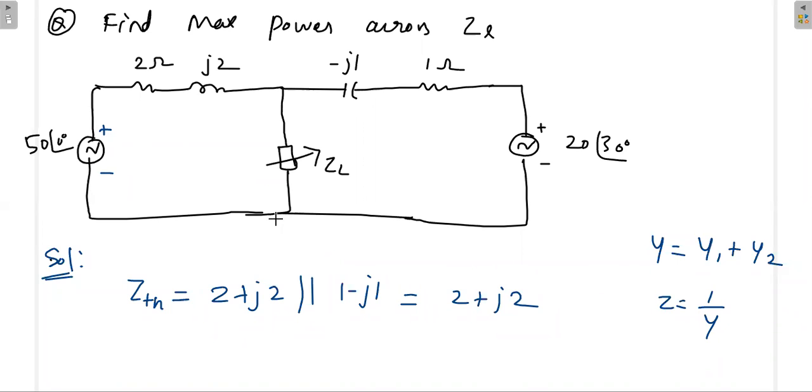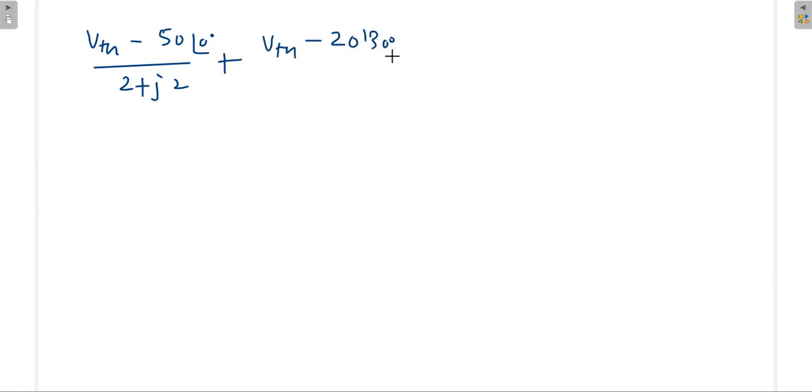Then what is V Thevenin? V Thevenin means I will remove the load. Then I will find out the voltage here, because this is the load terminal. So that means I can apply the KCL at this node. What is the current in this branch? What is the current in this branch? Because anyway this will be removed. Then based on that I will find out the V Thevenin. So if you apply it, (V Thevenin minus 50 angle 0 degree) divided by (2 plus J2), and (V Thevenin minus 20 angle 30 degree) divided by (1 minus J1) is equal to 0.